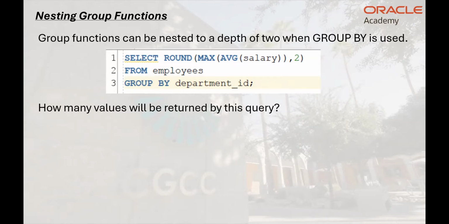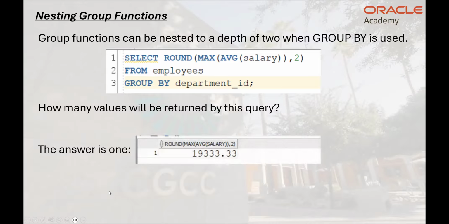So the question here is how many values will be returned by this query? How many values? Round, max, average. So the max average salary from employees. What do you think? How many values? 1, more than 1, 20? Anyone going to take a chance at guessing how many values? Well, I say only 1.